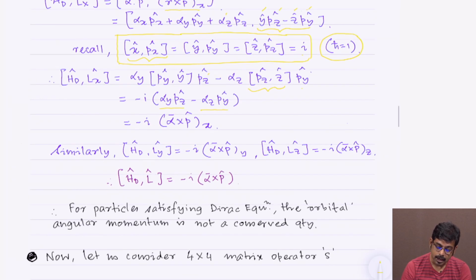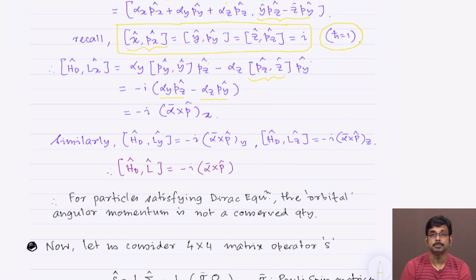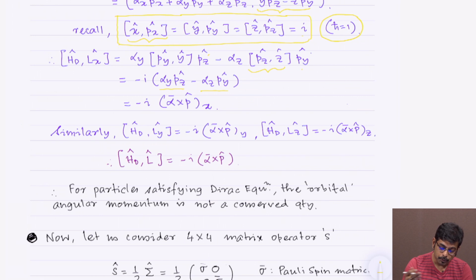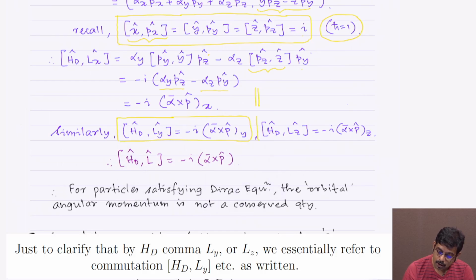Now, what is this quantity? This quantity is simply the x component of alpha cross p. So, it turns out that [H_D, L_x] is nothing but minus i times the x component of alpha cross p. Therefore, we can also, without doing this calculation, but I suggest that you do this computation explicitly at home and check that [H_D, L_y] will be minus i of the y component of alpha cross p, and [H_D, L_z] commutator will be minus i of the z component of alpha cross p.